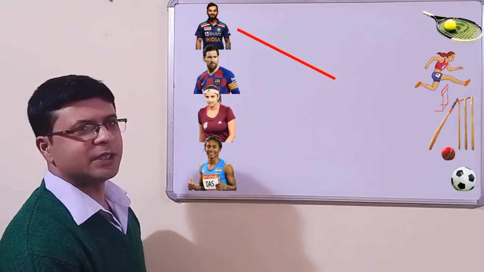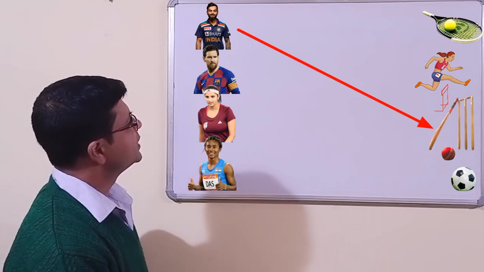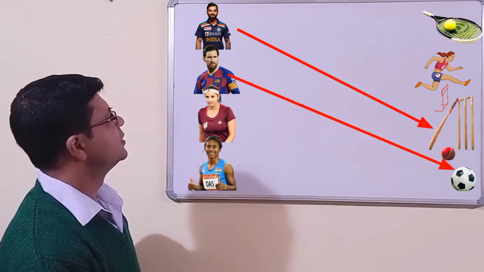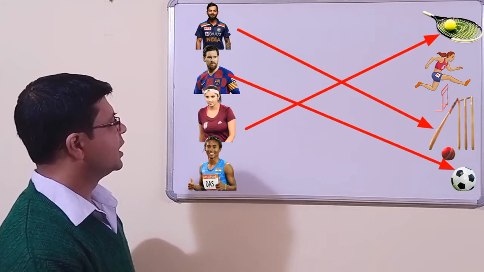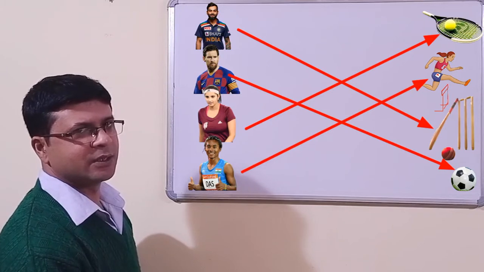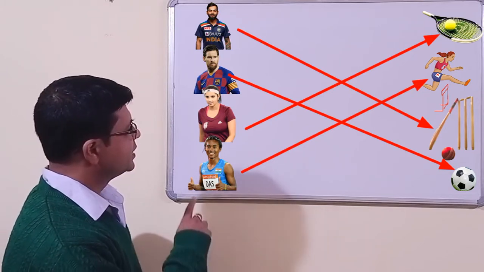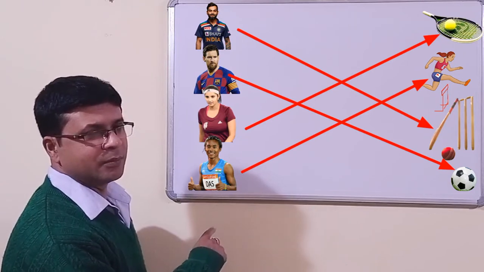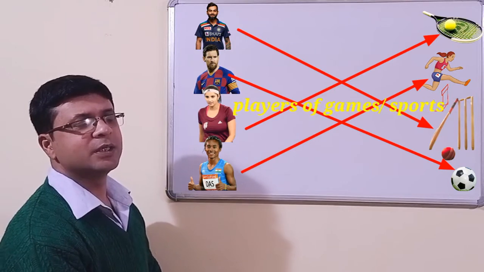Virat Kohli is related to cricket. Messi is related to football. Sania Mirza is related to lawn tennis. And our Hima Das is related to athletics. Now how are they related? We say that they are the players of those games or sports.